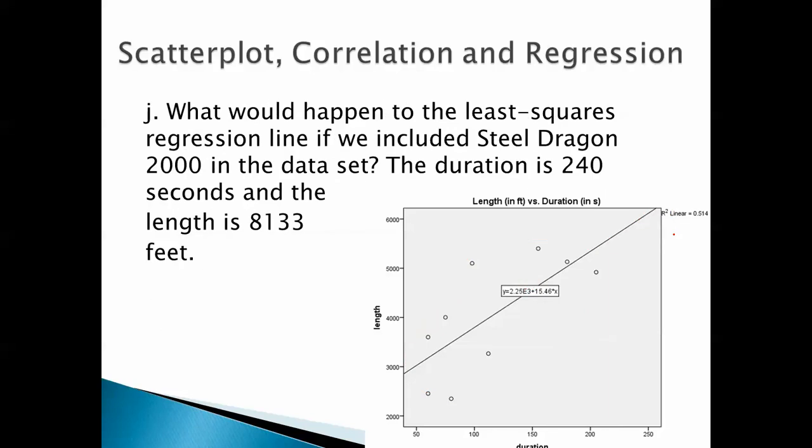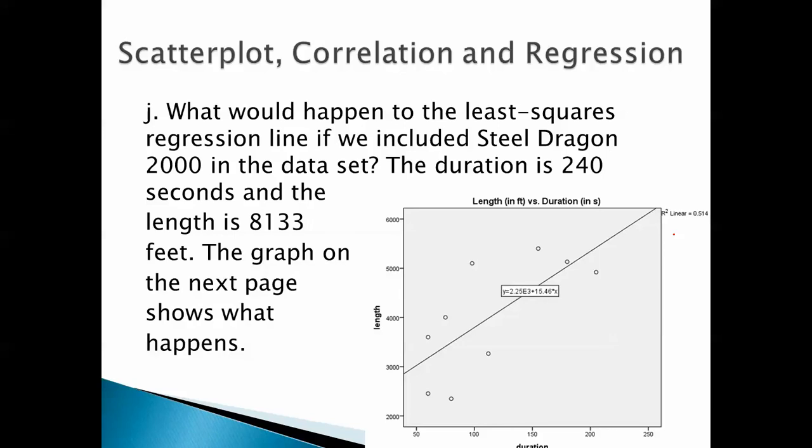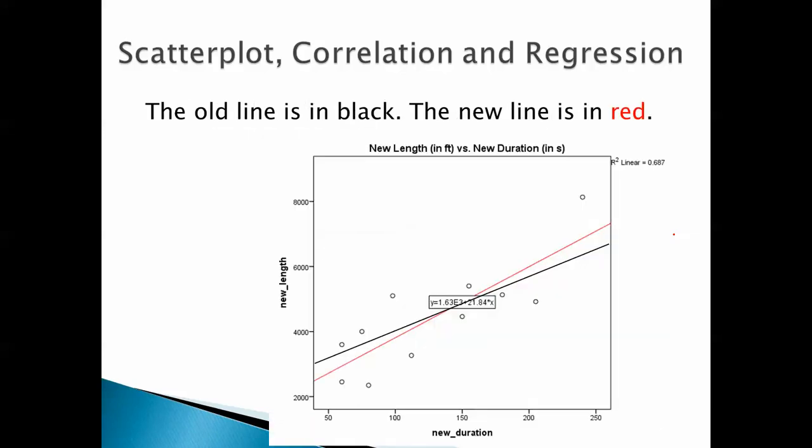What would happen to the least squares regression line if we included Steel Dragon 2000 in the data set? Well, the duration is 240 seconds. It turns out the length is 8,133 feet. And the graph on the next page shows what happens.